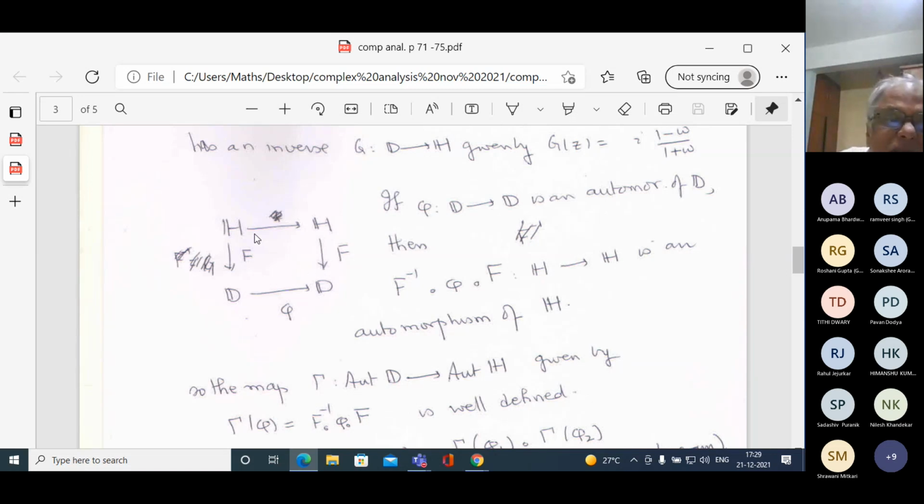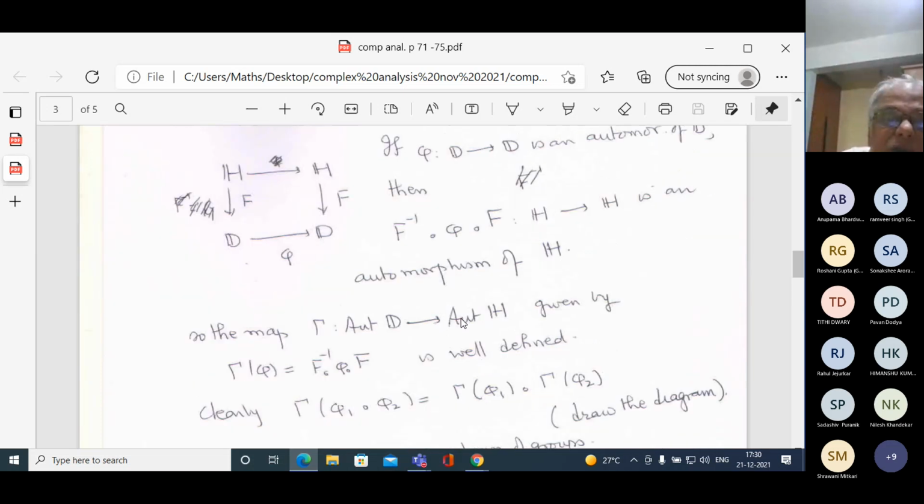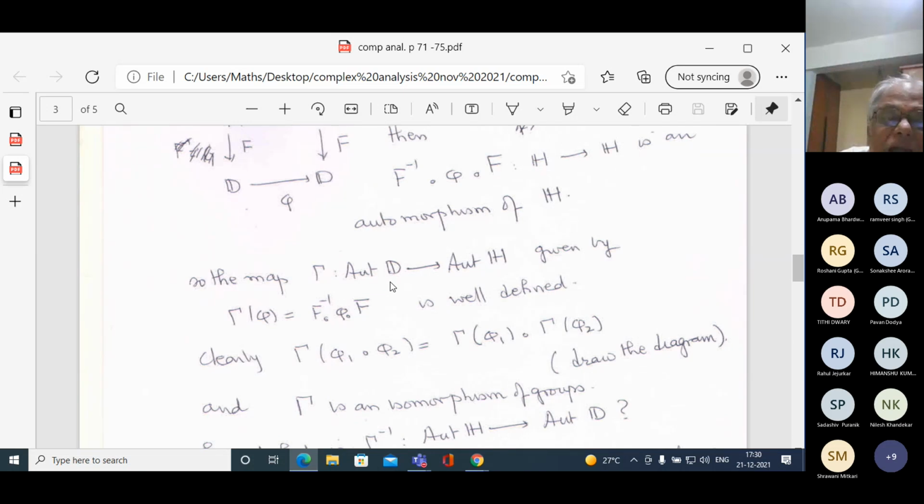I mean, they're not all automorphisms. This F is biholomorphic, this phi is an automorphism, and therefore this composition is going to be a biholomorphic automorphism of H. And therefore the map gamma from Aut D to Aut H, which is gamma of phi. Phi is an automorphism of D, and gamma of phi should be an automorphism of H. What will you do? You just conjugate by F, so this is called conjugating by F.